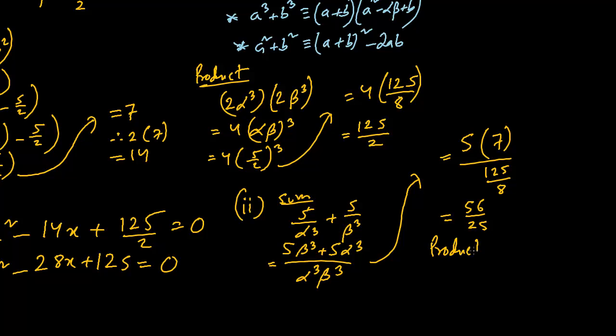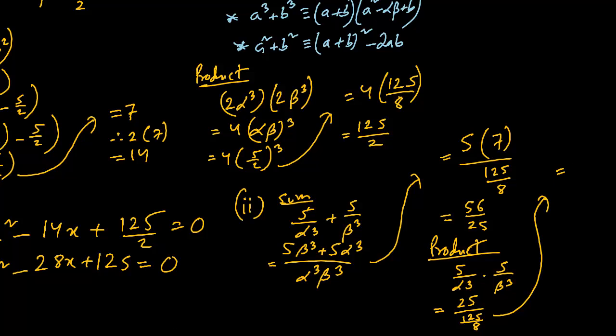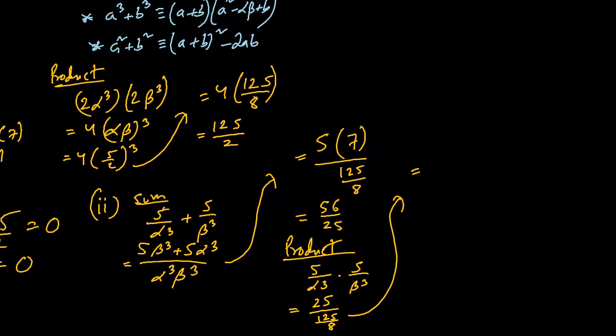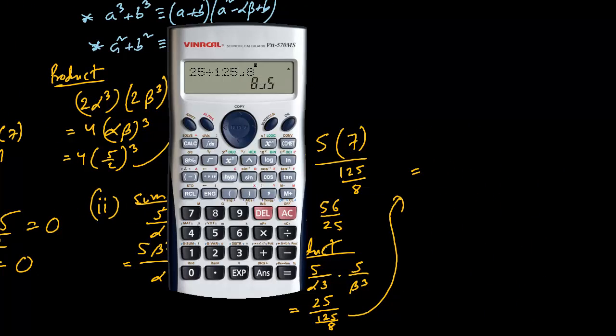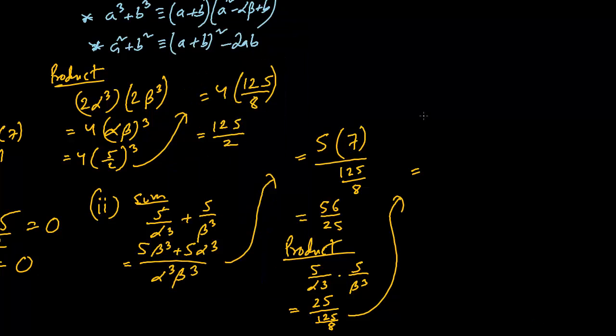Now product of the roots. Product of the roots would be 5 by alpha cubed times 5 by beta cubed. So that would be 5 into 5 is 25, and alpha cubed times beta cubed, we have found it as 125 by 8. So this would be 125 by 8. So again, using the calculator, we'll get 8 by 5. So we can write this as 8 by 5.